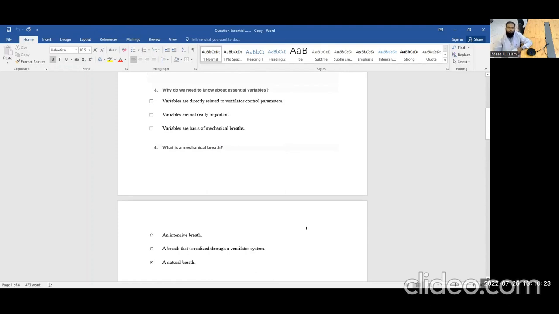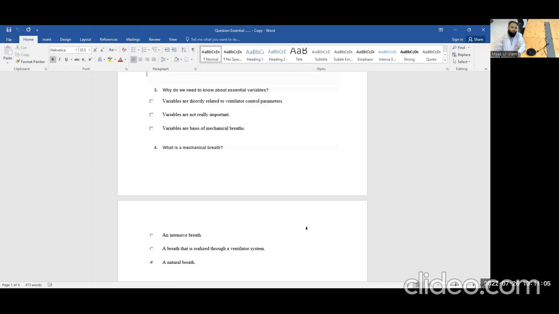Number three, what do we need to know about essential variables? Number one, essential variables are directly related to ventilator control parameters. Number two, variables are not really important. Number three, variables are the basis of mechanical breaths. So what is the answer? The answer is option number one and option number three. Both of these answers are correct and the other one is incorrect.